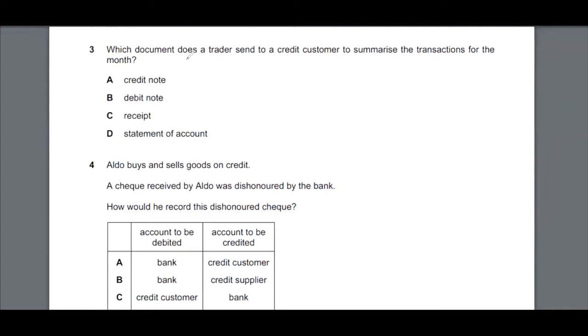Multiple choice 3: which document does a trader send to a credit customer to summarize the transactions for the month? Basically a summary statement, which tells us all the transactions. It's not going to be a credit note, a debit note, nor a receipt. This is a very clear and easy multiple choice question. So the answer to multiple choice 3 is option D, the statement of account.